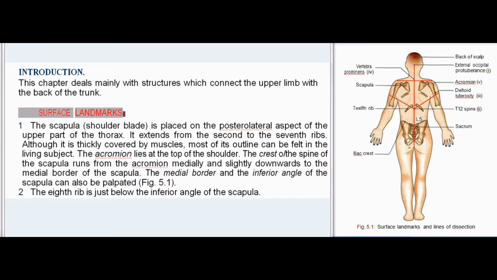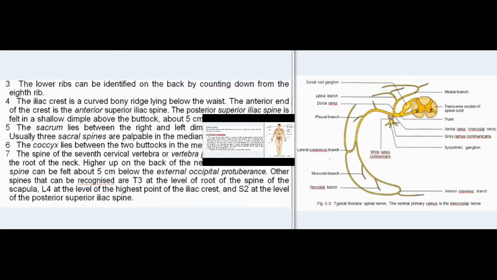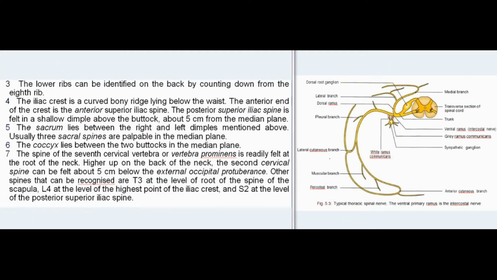The acromion lies at the top of the shoulder. The crest of the spine of the scapula runs from the acromion medially and slightly downwards to the medial border of the scapula. The medial border and the inferior angle of the scapula can also be palpated, Fig 5.1. 2. The 8th rib is just below the inferior angle of the scapula. 3. The lower ribs can be identified on the back by counting down from the 8th rib.